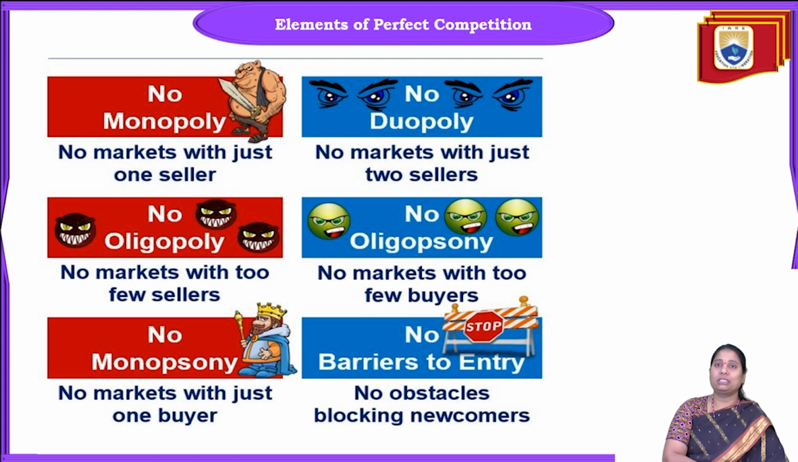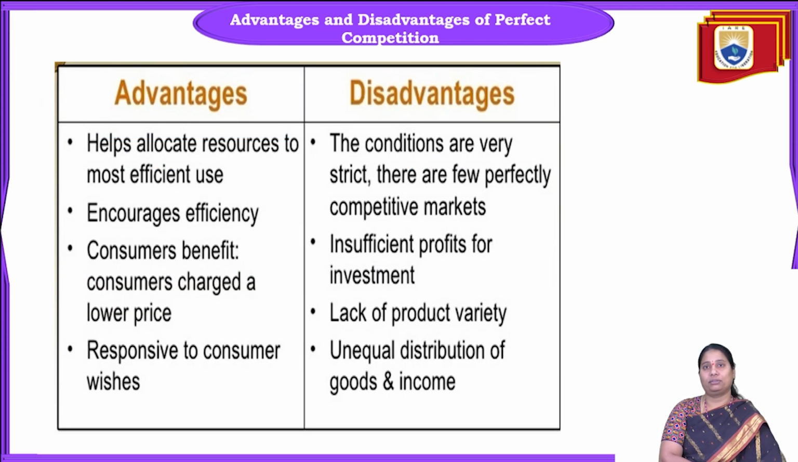A single person, or one or two persons, are not going to be ruling that particular market. No oligopoly, no monopoly, no barriers to entry. Then that is only called perfect competition.